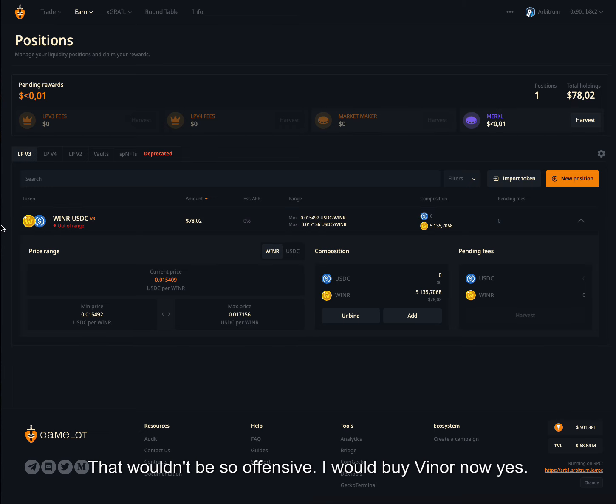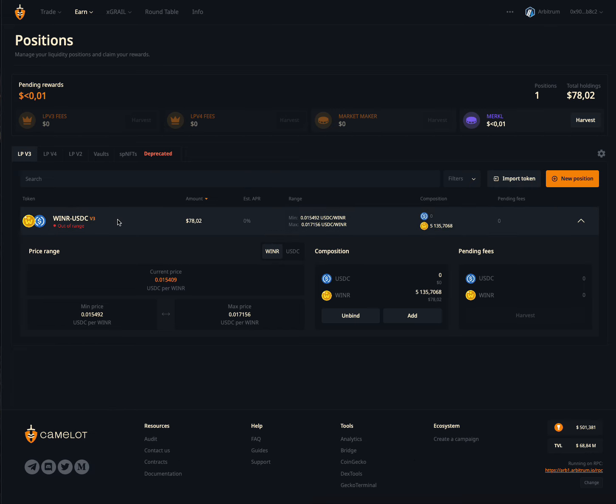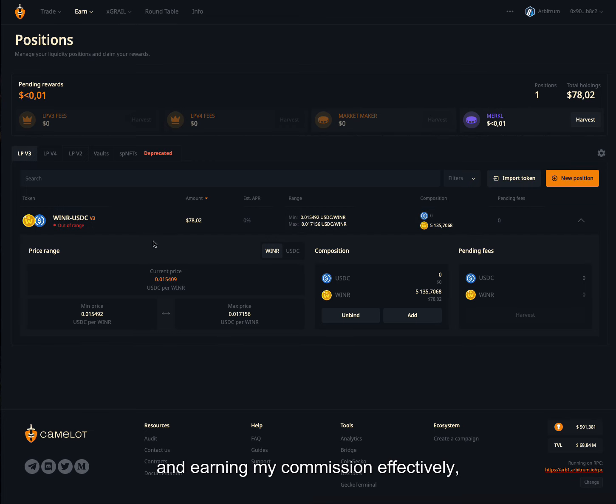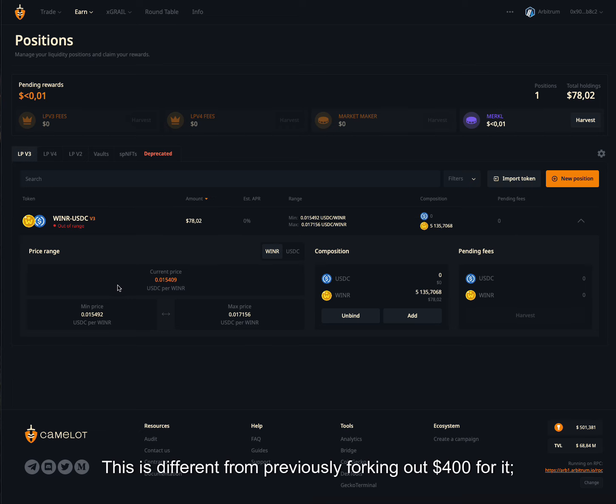I would buy Wieners now, yes, seeing that they're already hanging downstairs somewhere. And put it, let's say, this one. Despite a growth of about 50% and earning my commission effectively, I'd still be in debt. In any case, if the price goes down anyway, well, it would even go down. I think it will grow anyway, so it would be a different situation. This is different from previously forking out $400 for it. Currently, I have only $70 available. Rising prices could push it out of my budget, so I'll remain in my current position. Losses.